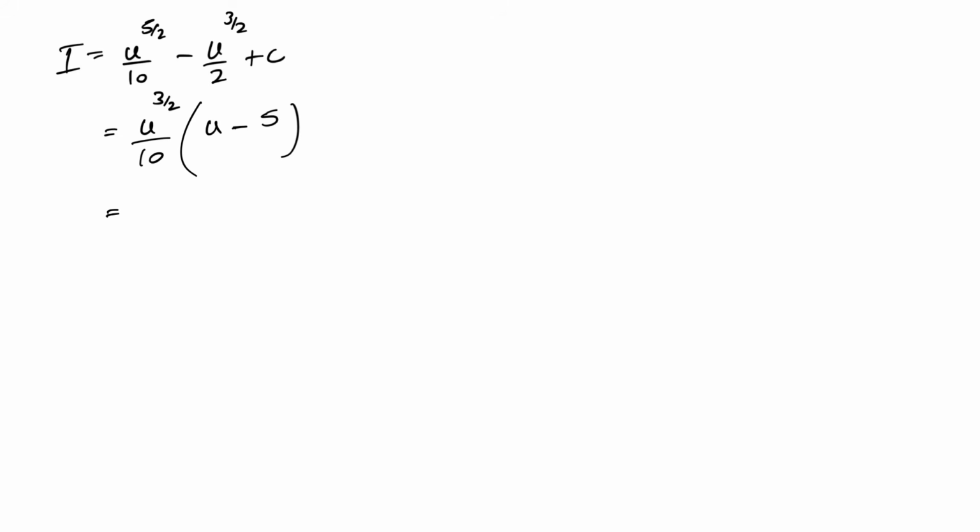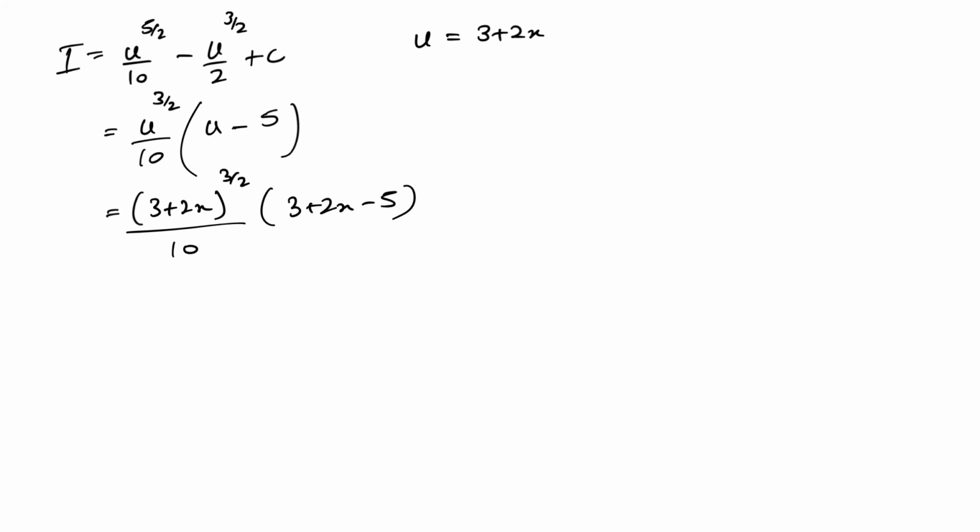Now, if I substitute back in, so if you remember, u equals 3 plus 2x. So we get 3 plus 2x to the power 3 over 2 over 10. 3 plus 2x minus 5 in the brackets. And then it's just a little bit more simplifying.